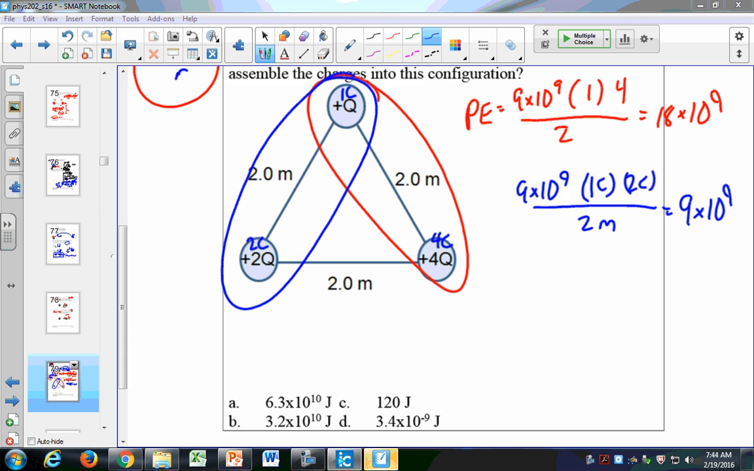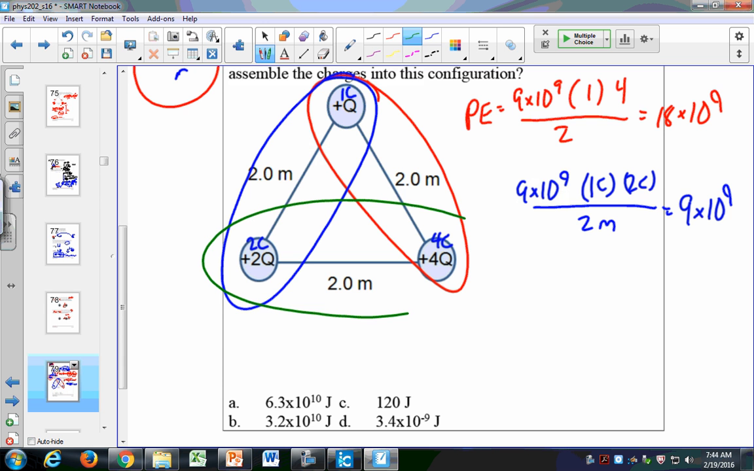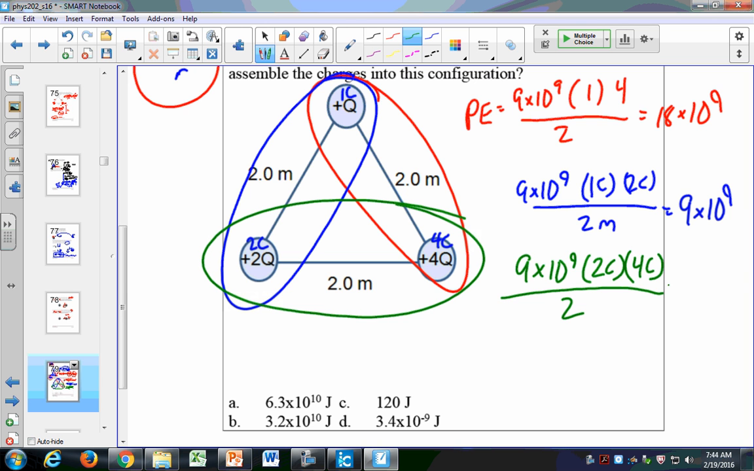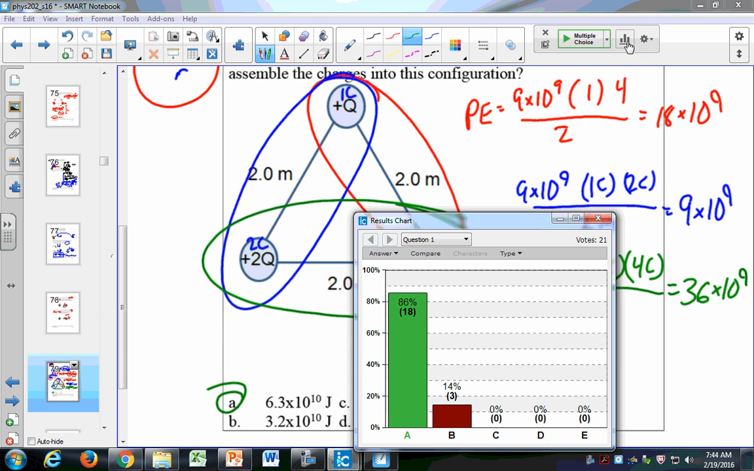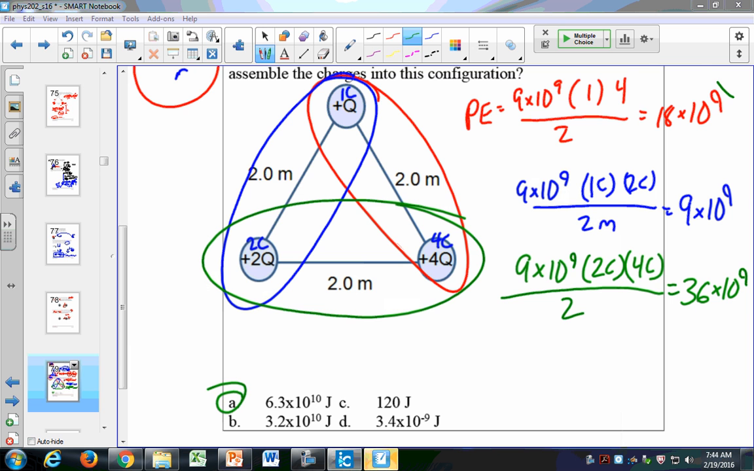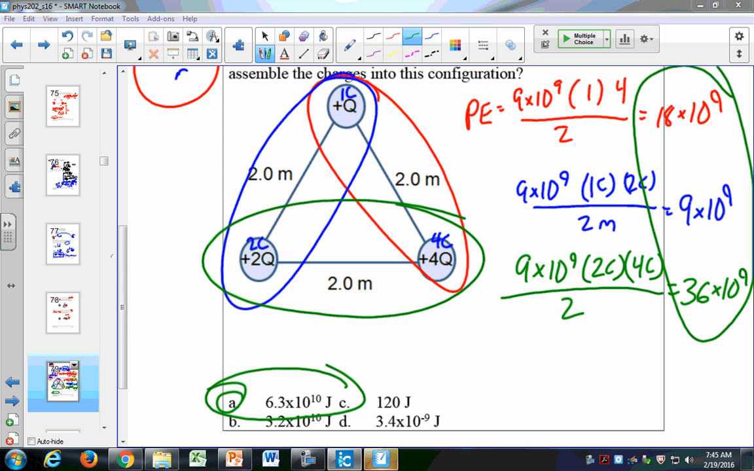And then find the potential due to these two charges. That's going to be 9 times 10 to the 9th, 2 coulombs, 4 coulombs divided by 2. That is 36 times 10 to the 9th. And you just add those up. 36 and 27, what's that? Is it 63? Yeah. Is it 8? 8 was right? Yeah. Okay, so I just add these three quantities up, and I get the total energy, or the total amount of work required to assemble those charges. Both of those are correct.